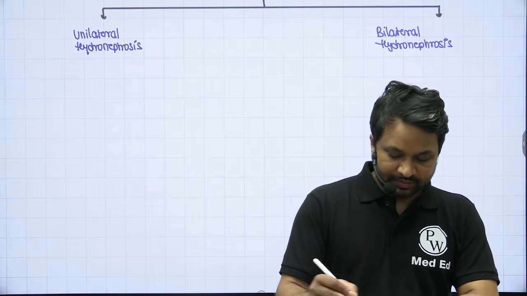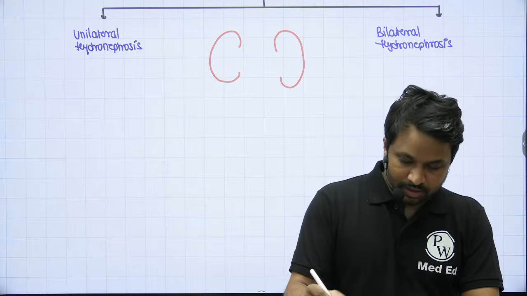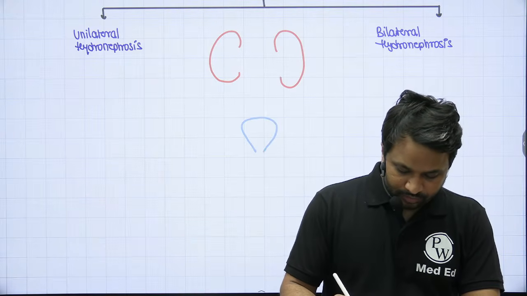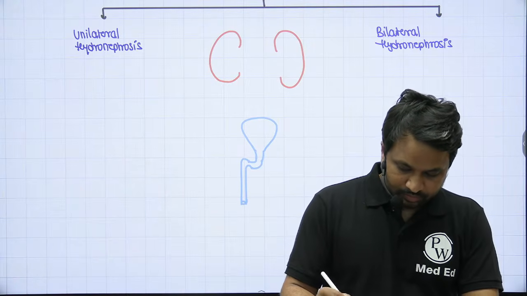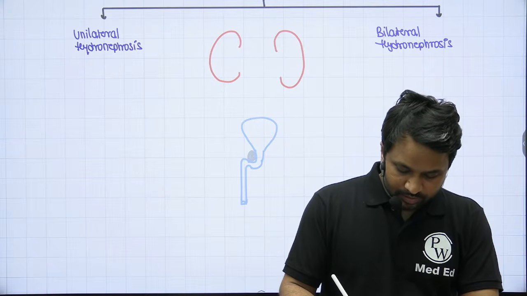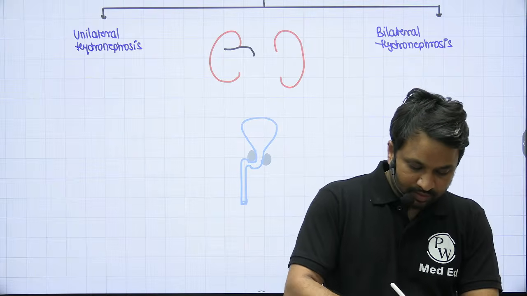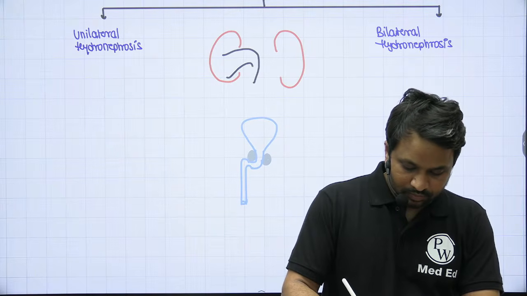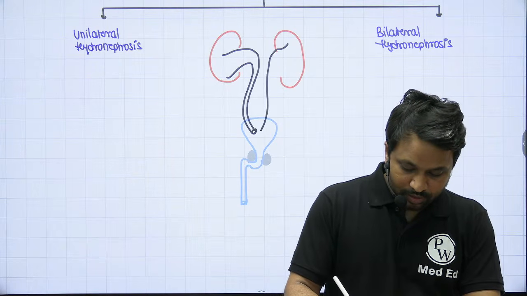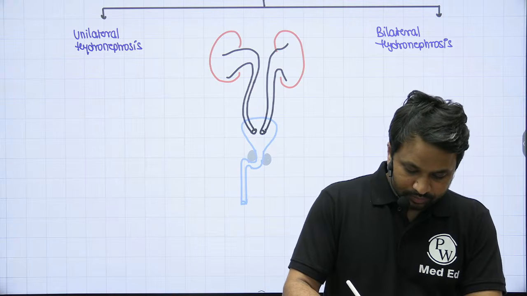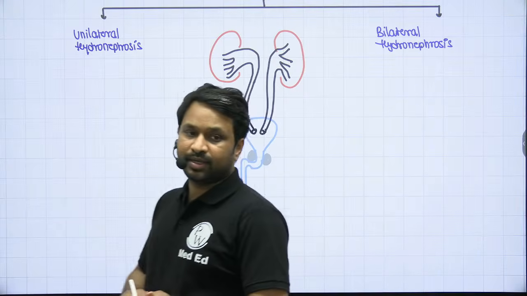Now, an easy way, rather than mugging up all the causes, we'll make a small diagrammatic representation. These are the kidneys. Let's say this is the bladder, and this happens to be the urethra. I'm just taking the male, so it's easier for me to explain. And there's a prostate gland present here. These are the pelvicalyceal systems that we have, and these are the ureters. These are the ureteric orifices, that means the ureters open at this particular site.